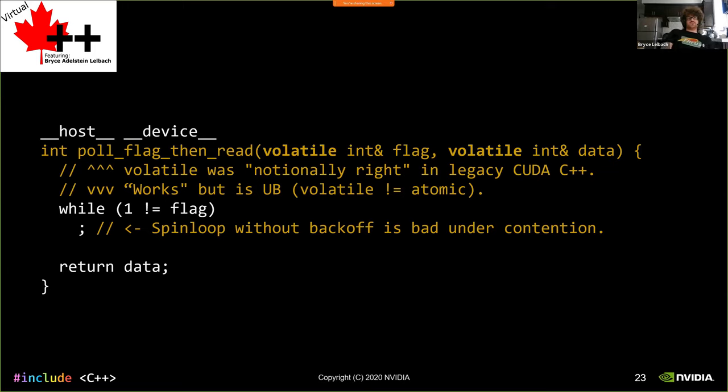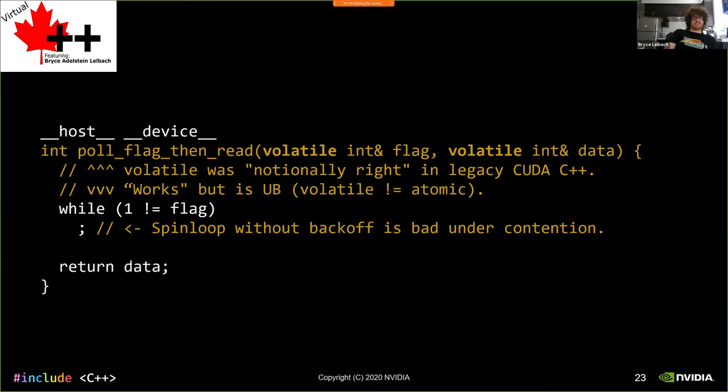It's also sort of unfortunate that the way that we're polling, we've just got a naive spin loop with no back off here. So this is going to behave badly under contention. This used to sort of be notionally correct in CUDA, but again, it's no longer the case because volatile does not imply atomicity. And this is not just true for CUDA. It's true for C and C++ as well. Don't write volatile when you mean atomic. They're not the same thing.